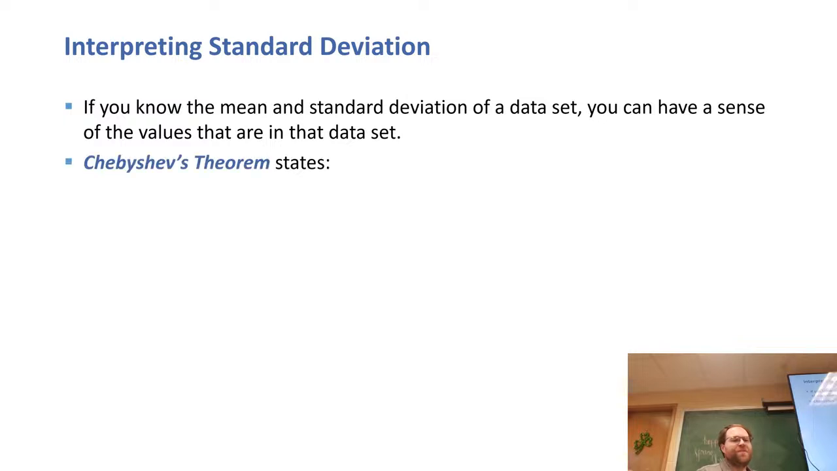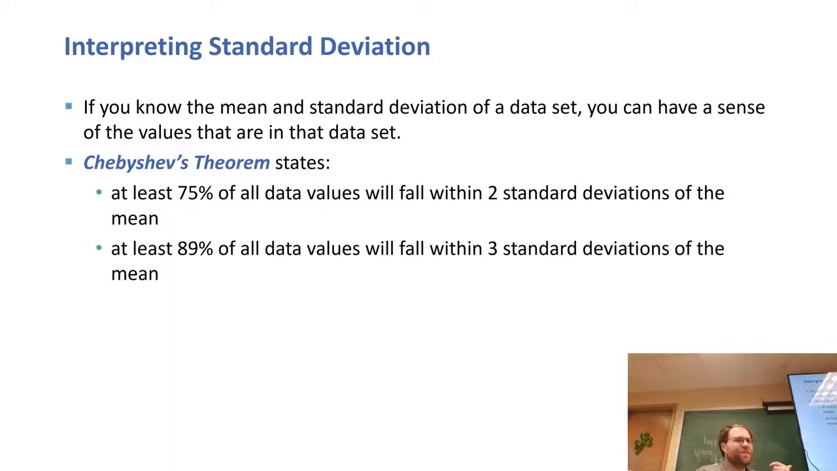There is a theorem denoted as Chebyshev's theorem. Basically, Chebyshev was this dude who came up with the idea that at least 75% of all data values will fall within 2 standard deviations of the mean, and at least 89% of all data values will fall within 3 standard deviations of the mean.